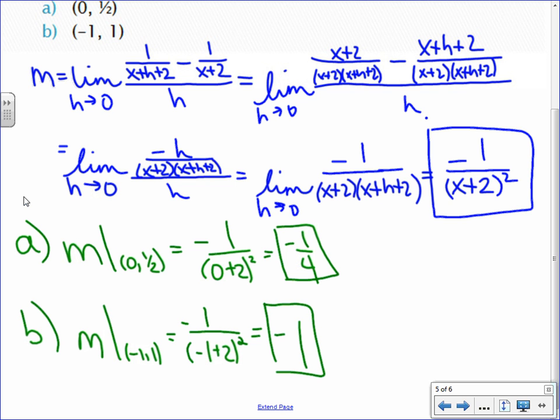Please make sure you're writing the limit every time until you actually plug it in. Okay? That bothers me.